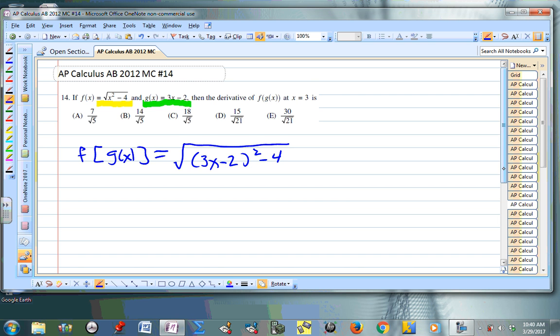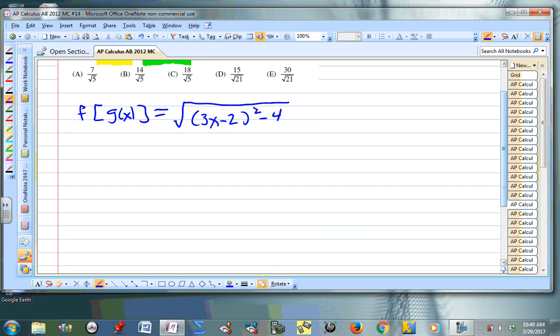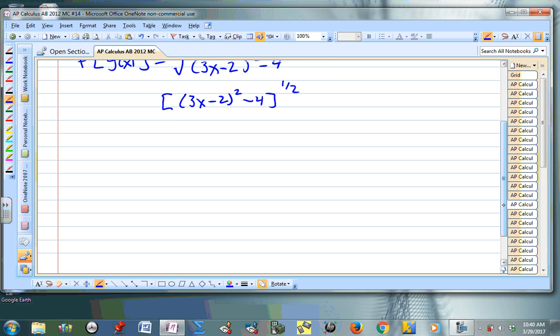Now to differentiate, we have to go through a few steps. I'm first going to think of this, instead of a radical, as the quantity 3x minus 2 squared minus 4, all raised to the 1/2 power. And now we'll differentiate. You can tell this is a composite function. We need the chain rule.